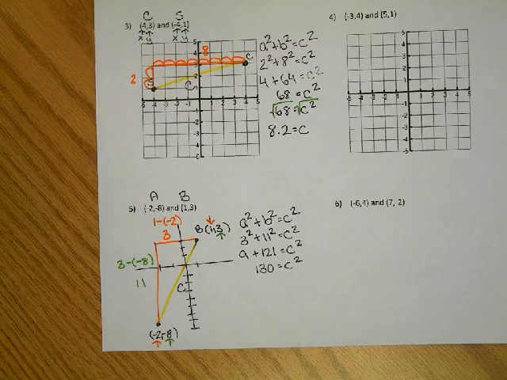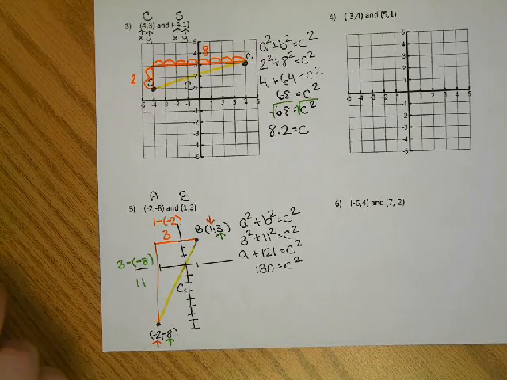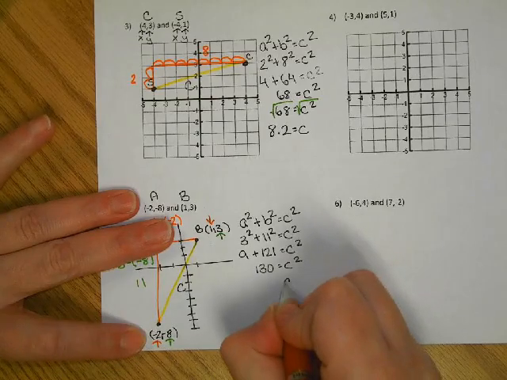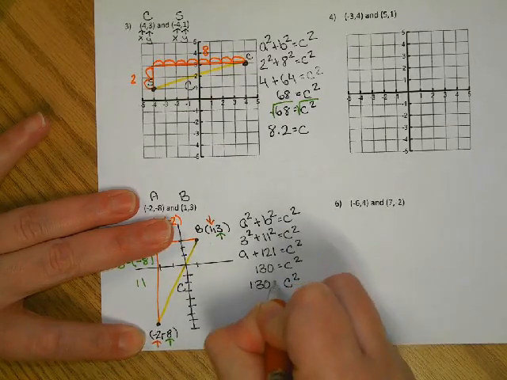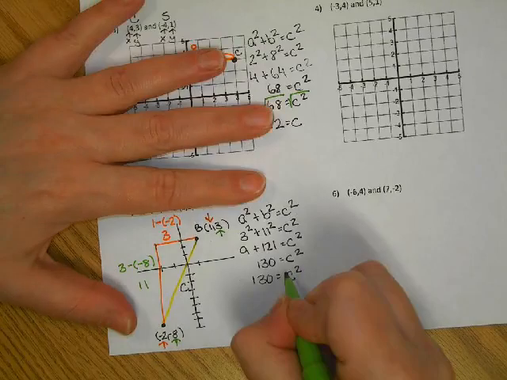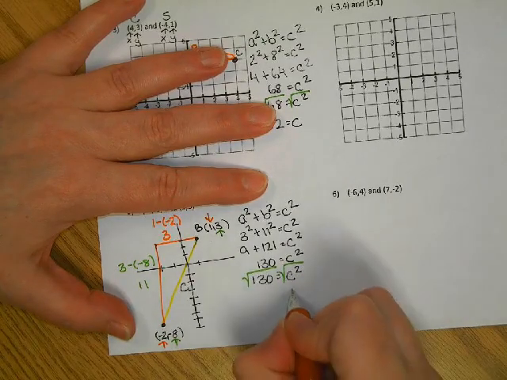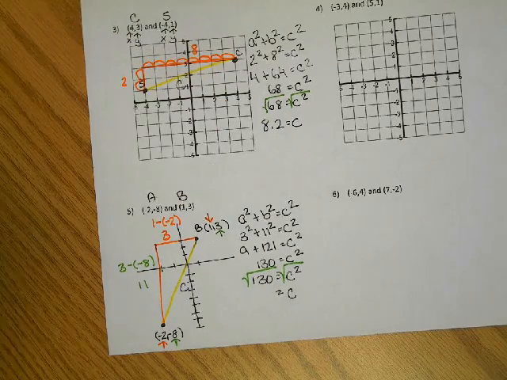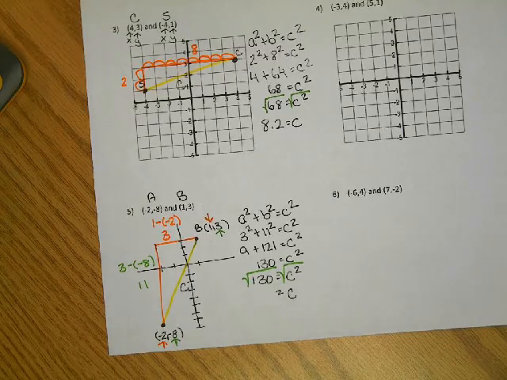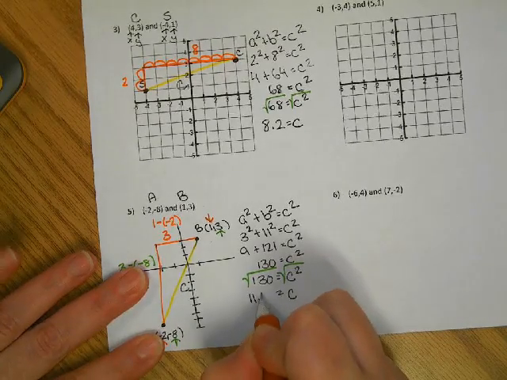Now, once we have C squared equals 130, how do we find C? Take the square root. Good. So the square root of 130 is about 11.4.